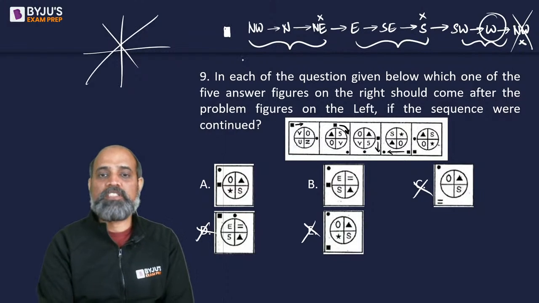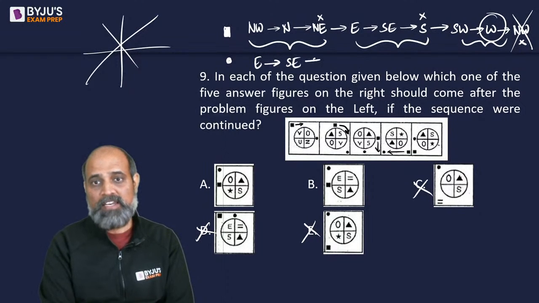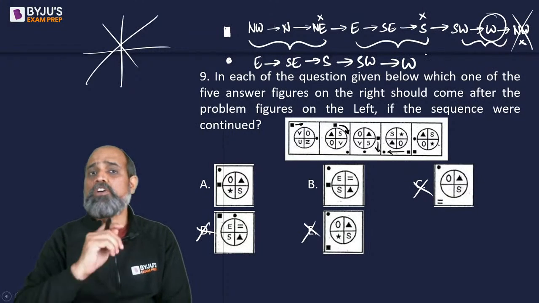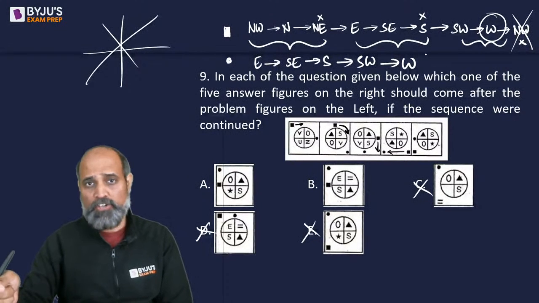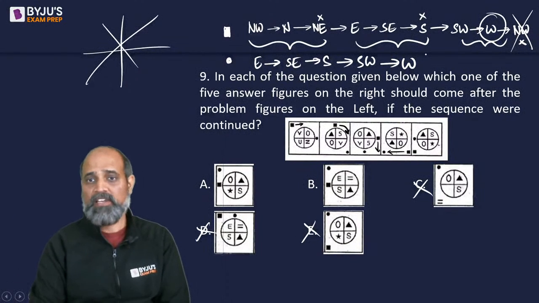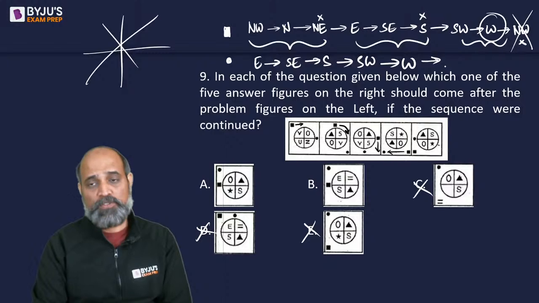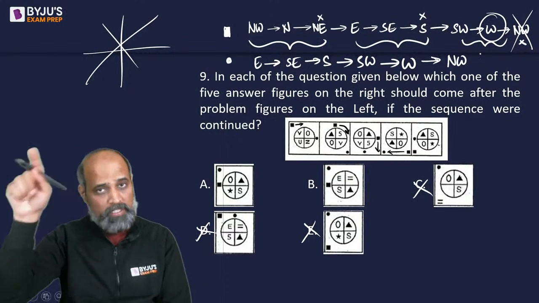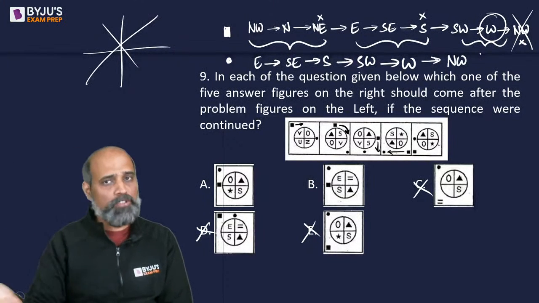Now let's talk about the circle. The circle was in the east, then it moved to southeast, then it moved to south, then it moved to southwest, then it moves to west. So there is not a single direction out of the 8 directions that the circle is skipping. So after west, the next one should be northwest, clockwise. Alpha and Bravo, they both make sense.